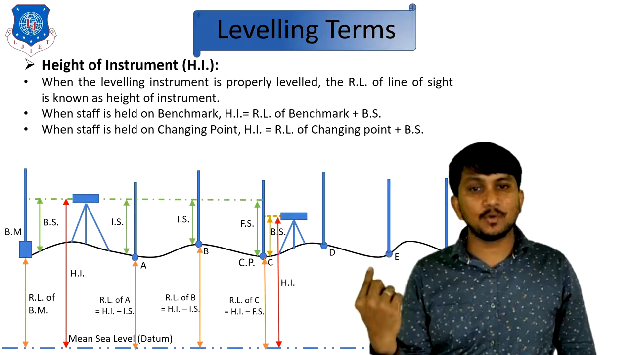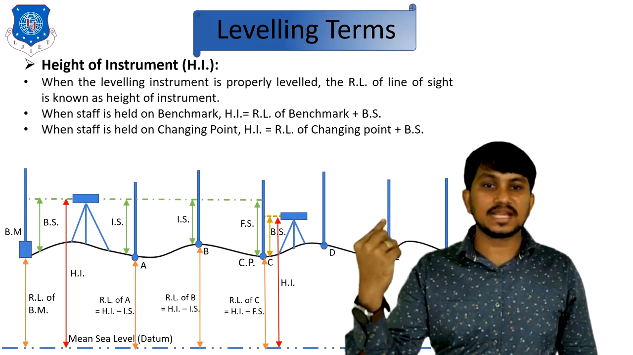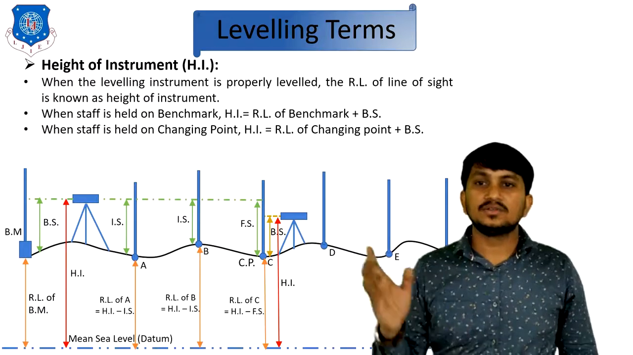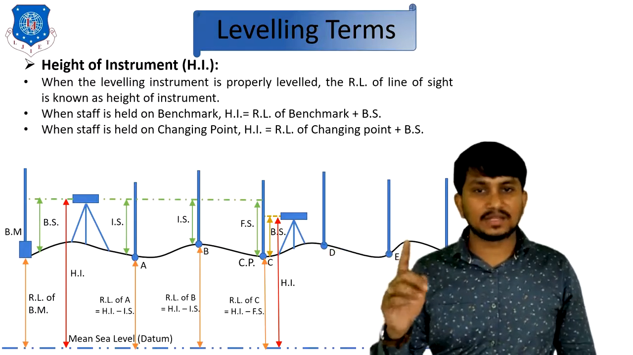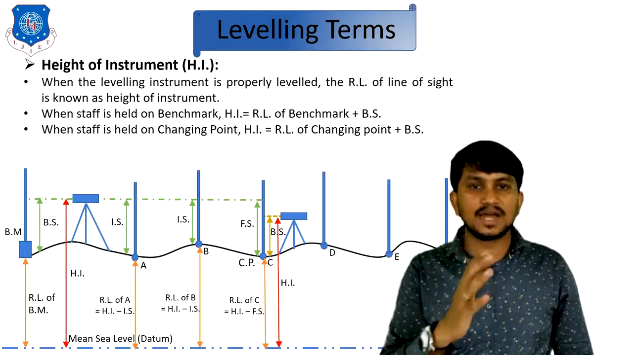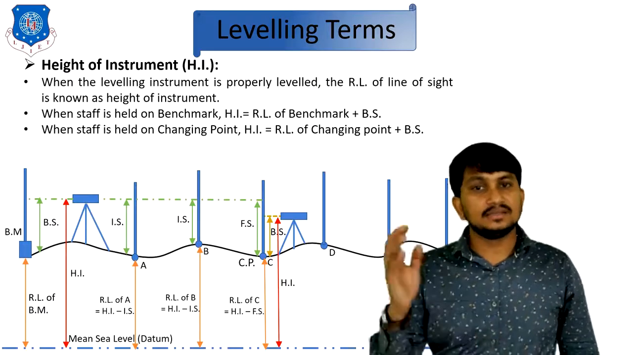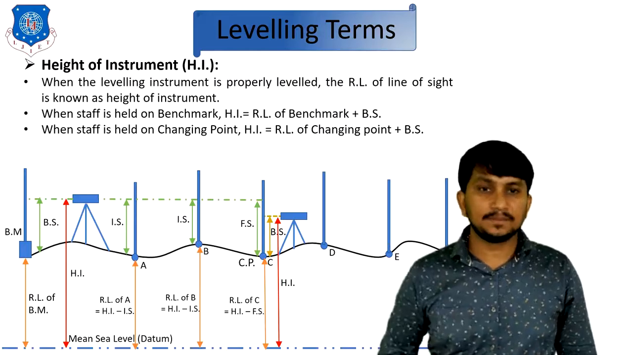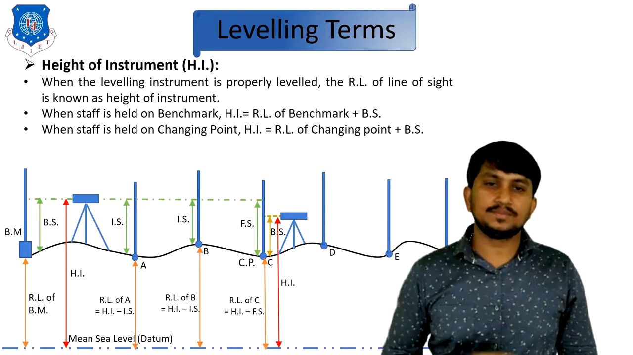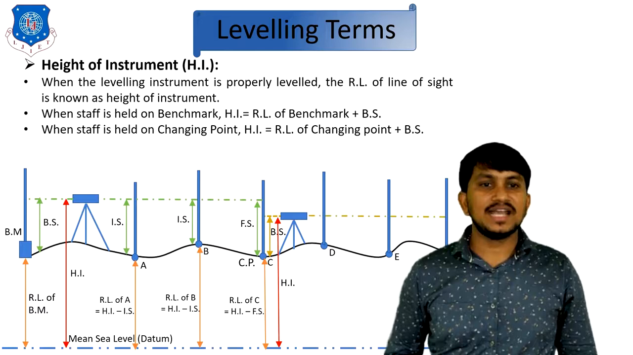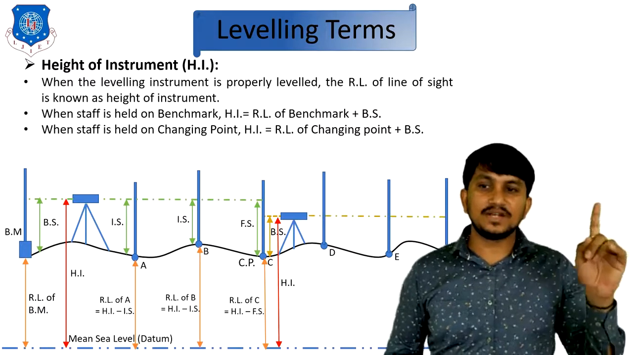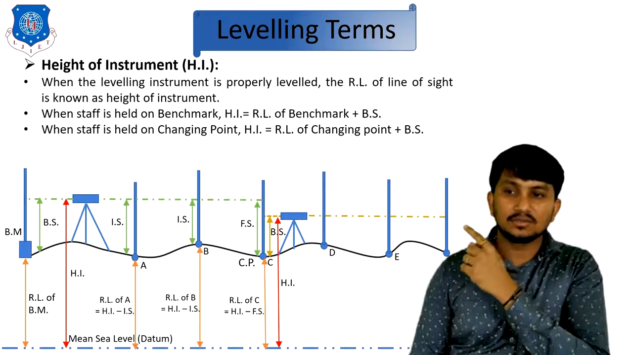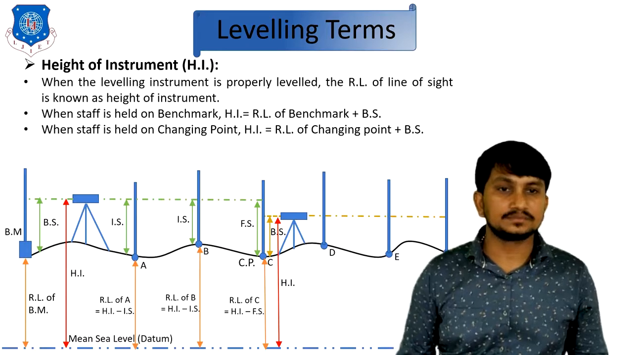It is the RL of the changing point plus BS of the second setup. So when the staff is held on a benchmark, HI can be found out by RL of benchmark plus BS. When the staff is held on a changing point like this, HI can be found out by RL of changing point plus BS. Next, the last staff reading, which is at F, is called FS.